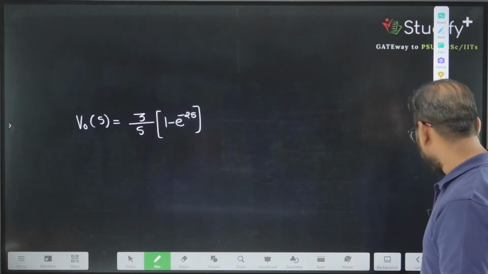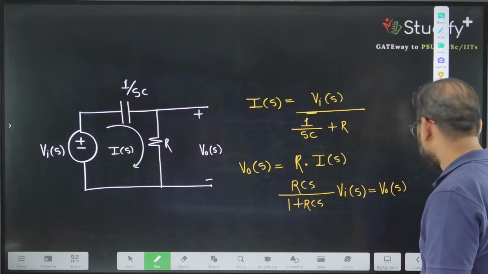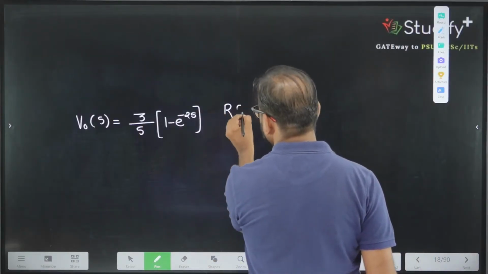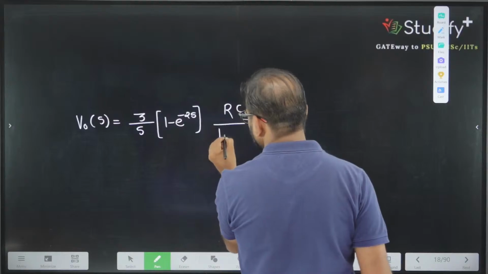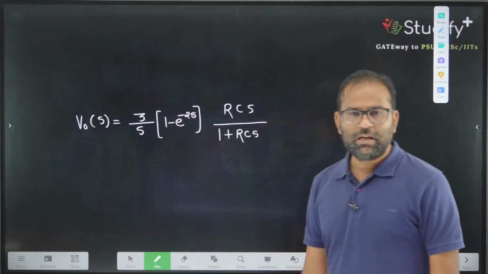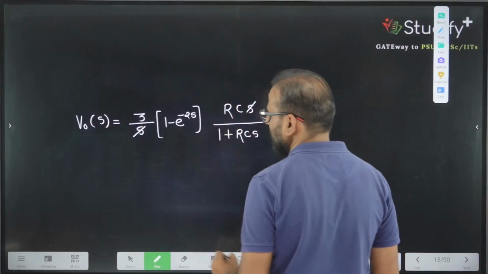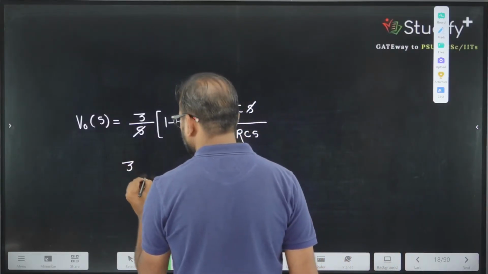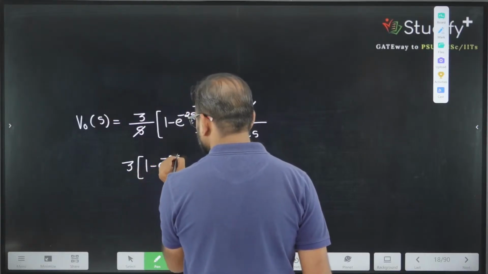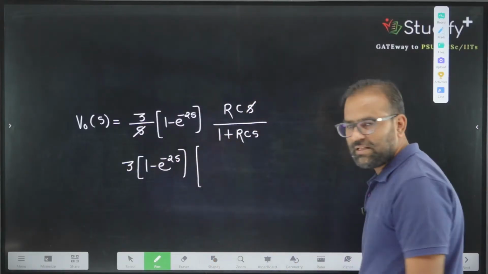Fine. And what else do we have? We have this expression multiplied, RCS divided by 1 plus RCS. So we have RCS divided by 1 plus R into C into S. Correct? This is the output in the S domain. What cancels? This 3 by S and S is cancelled. So this value is 3 times 1 minus e to the power minus 2S into RC divided by RCS.